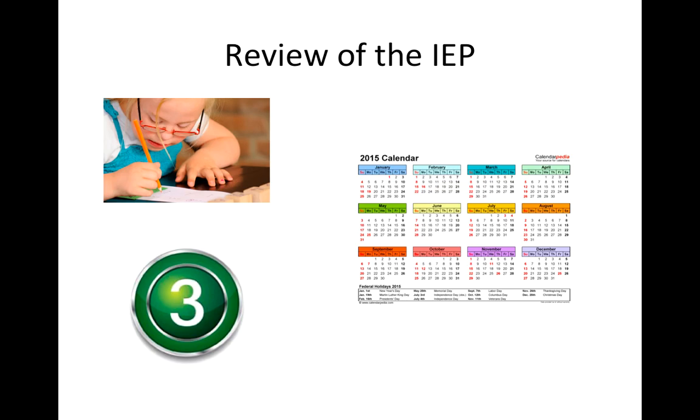And then every 3 years, a student has a 3-year triennial assessment, which is when all the assessments are given to the student again, the academic and the achievement assessments. You reevaluate the student's needs, and your timeline starts all over again. So that is the due date for your new IEPs from then on.